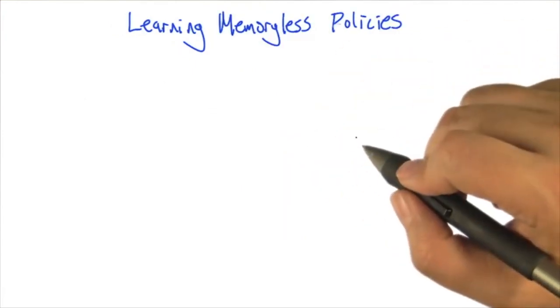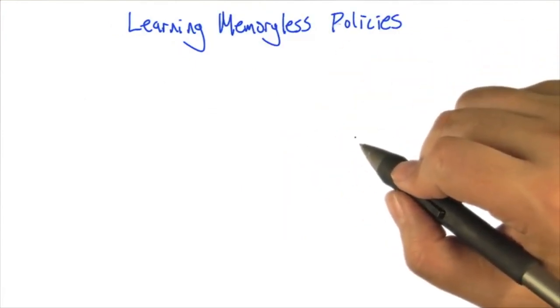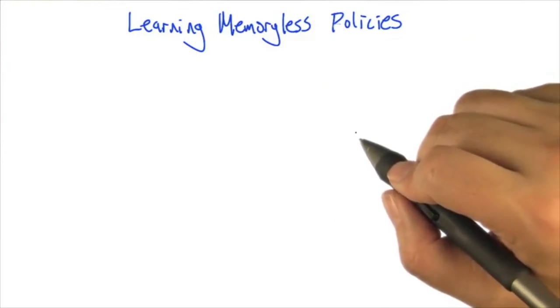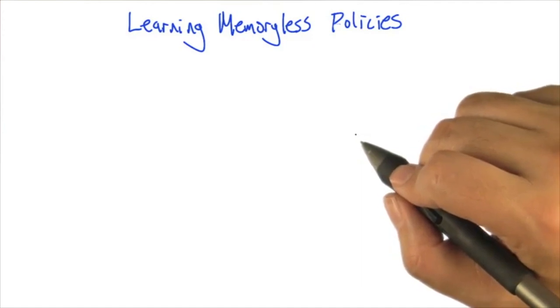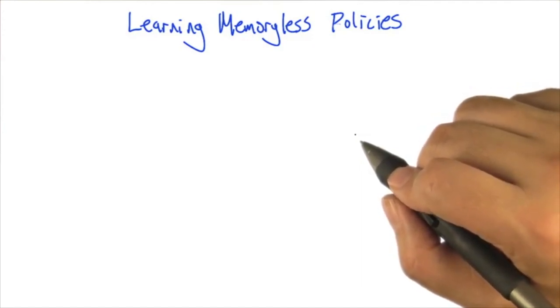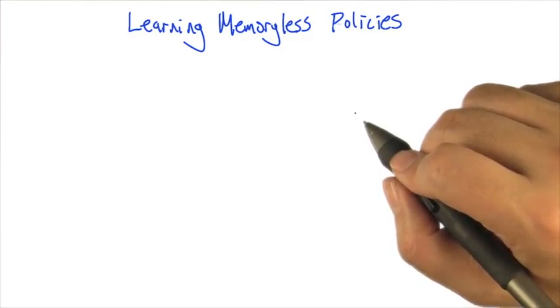That was all we were going to say about model-based reinforcement learning in POMDPs, and now we're going to talk a little bit about model-free reinforcement learning in POMDPs. In particular, we're going to focus on memoryless policies. And what I'd like to show is not so much about learning, but more about planning.